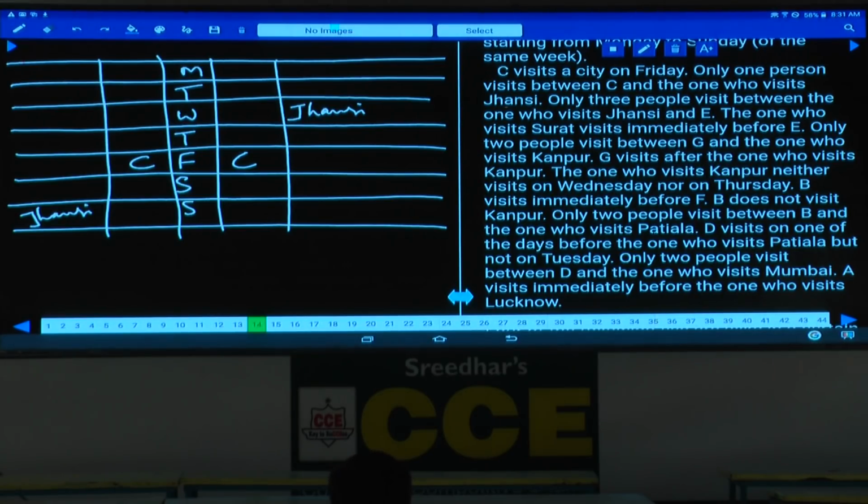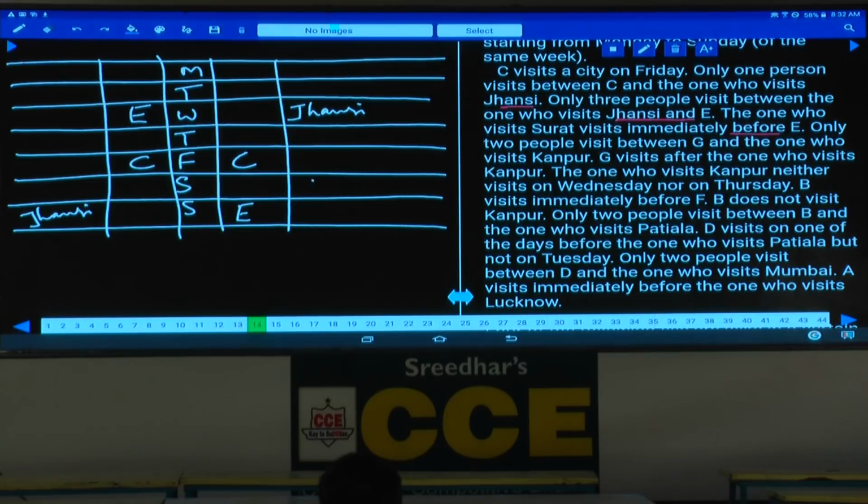And next one, only 3 people visit between the one who visits Jhansi and E. 3 persons between Jhansi and E, hence E will be here. The one who visits Surat visits immediately before E. Surat is immediately before E. In case 1, Surat must be on Saturday. Now this is case 1 and this is case 2. And in case 2, the person who visits Surat must be on Tuesday. Done with this one? Surat is on Tuesday.